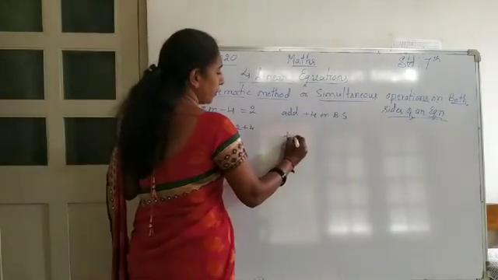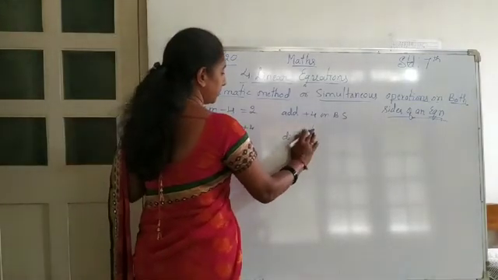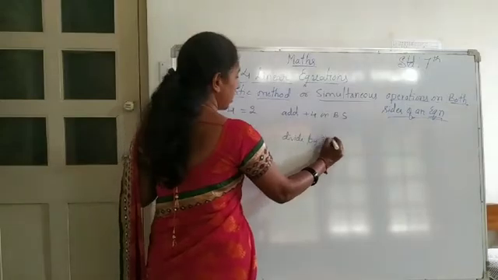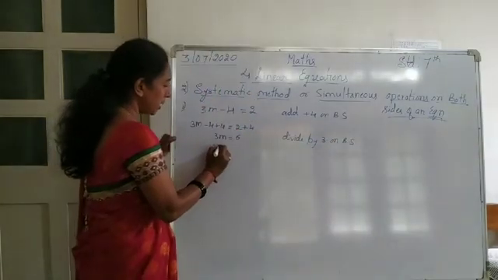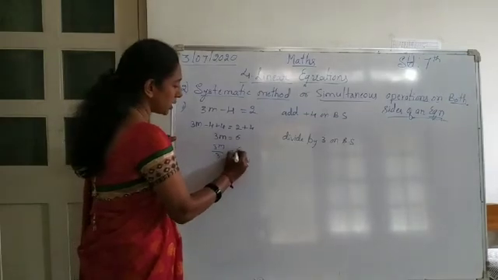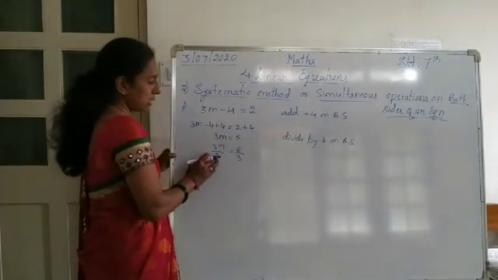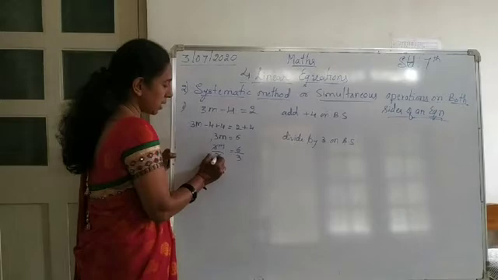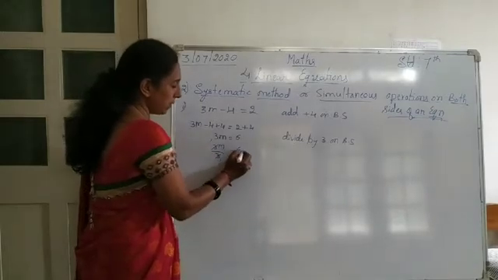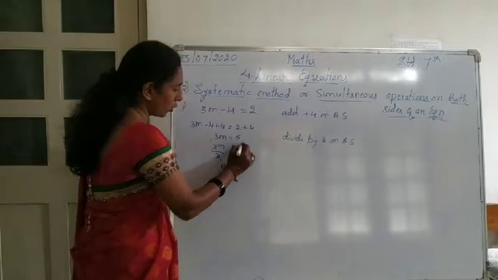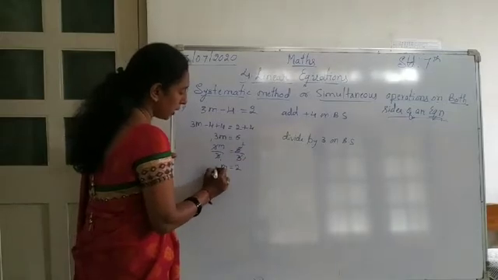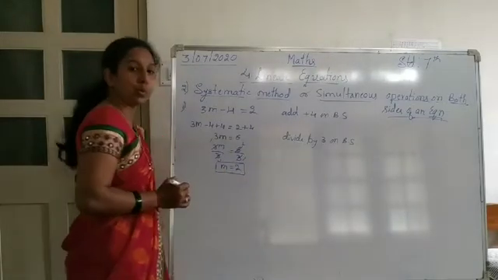I divide by 3 on both sides. So 3m divided by 3 is equal to 6 divided by 3. Three ones are three, and three twos are six. So what is left here? m is equal to what? 2. So m is equal to 2 is the answer.